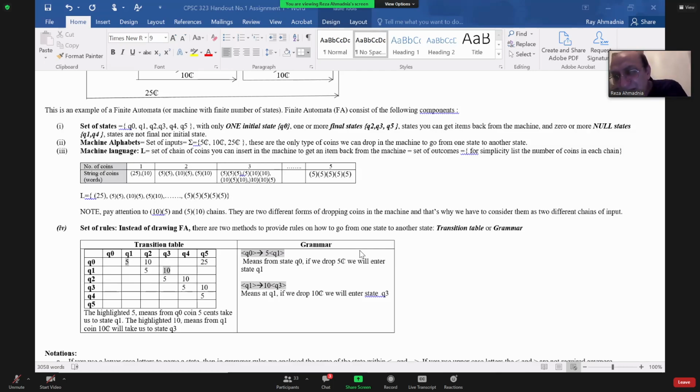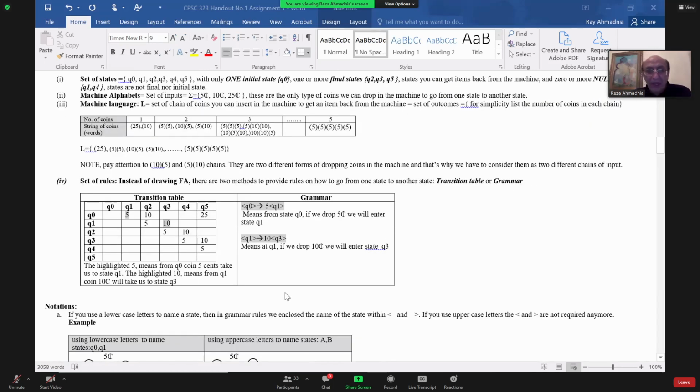This is the same as the grammar of English. This is the grammar of this machine. The machine has an alphabet, has a language, and has a grammar here.